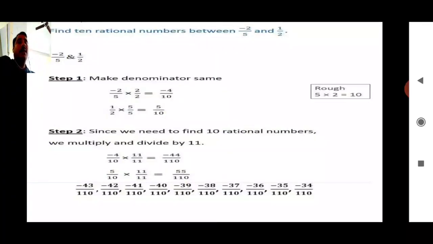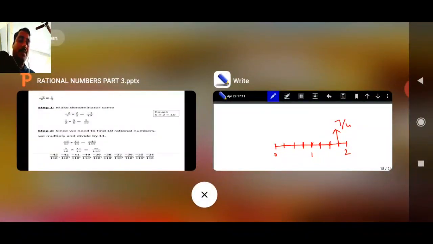Next one, find 10 rational numbers between minus 2 by 5 and 1 by 2. Minus 2 by 5 and 1 by 2.